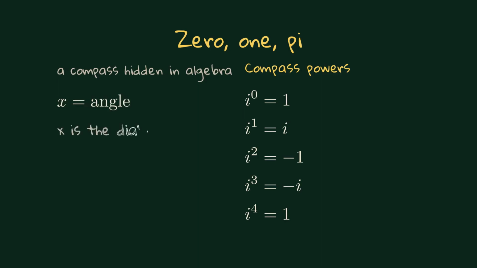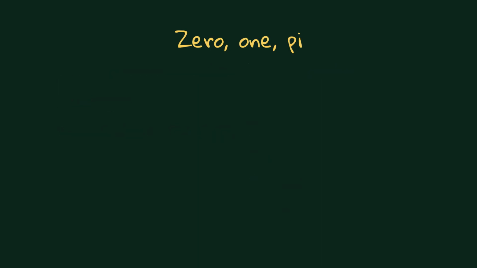Now add one more mark. Call it x. x is the angle. It is the dial on the circle. Let x rise from 0 to pi to 2 pi. The point moves from 1 to -1 and back to 1.